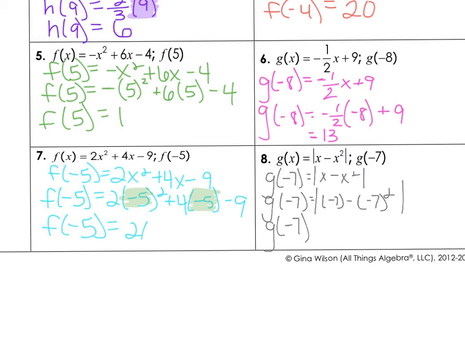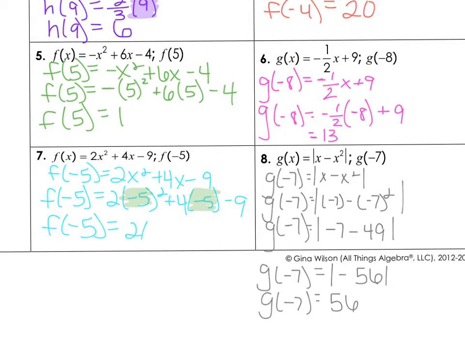So I have -7 minus 49 if I do -7 squared. Okay, and that is going to give me -56. Now, what is absolute value? It's how far from 0 on the number line, or just the positive. So it's a positive 56.